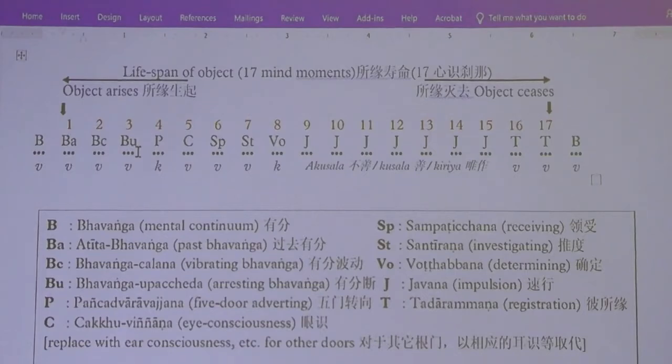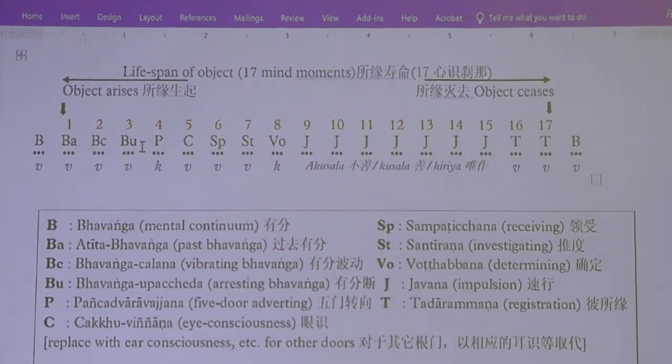Now for example, the object is colors. When the color object impinges on your eye base, at the same moment it impinges on your heart base. At that arising, first Atita Bhavanga, and after that arise the vibrating Bhavanga and the arresting Bhavanga. At that time, the stream Bhavanga cannot appear anymore. Then we call them Atita Bhavanga, Bhavanga Chalana and Bhavanga Upacheda.